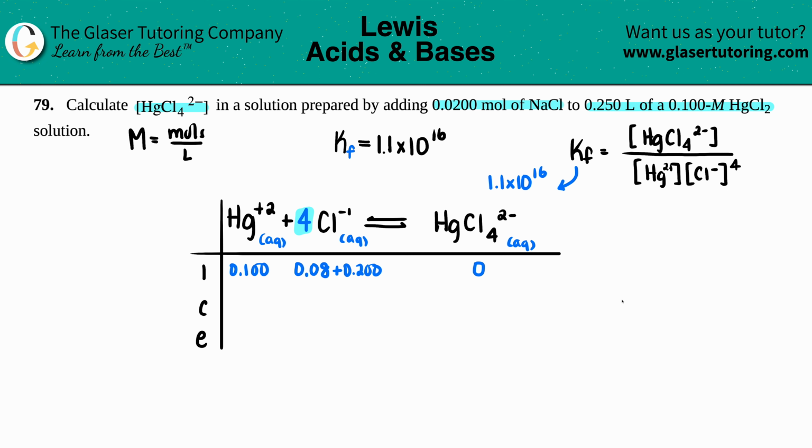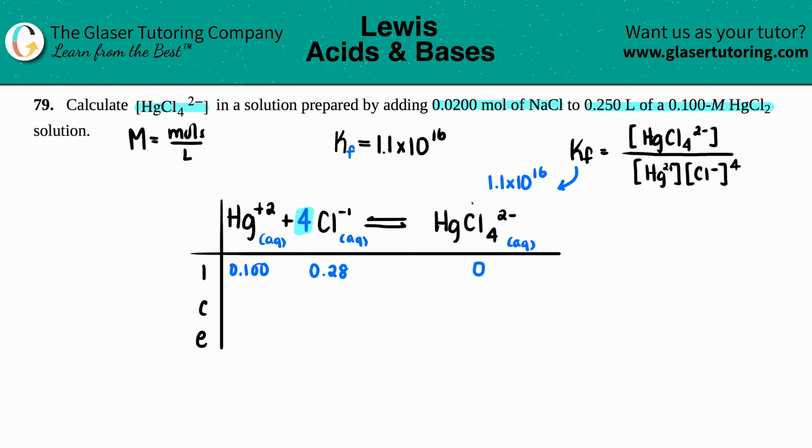Now, we come into a tricky situation here, right? Because let's just first add these up, right? 0.08 plus 0.2, that's 0.28, right? So I'm just going to erase that. I'm just going to put 0.28. And maybe we'll just add the 0, whatever, right? Doesn't really matter. But the thing here is that this Kf value is so large, it's 10 to the 16th. That means that at equilibrium, you should have mostly of this compound.